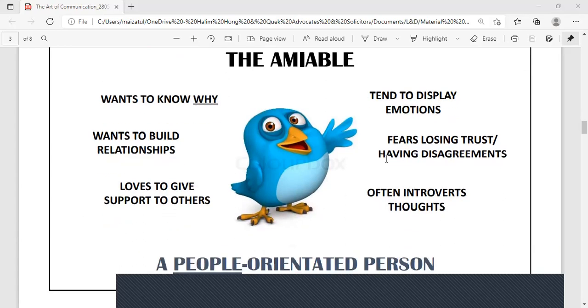Okay, so next we go to the amiable person. This amiable, or people-oriented, person is usually found in HR. They love to build relationships. They love to give support to other people, and actually they also love others to give support to them. They tend to display emotion. They fear losing trust. And these people are also introverts.